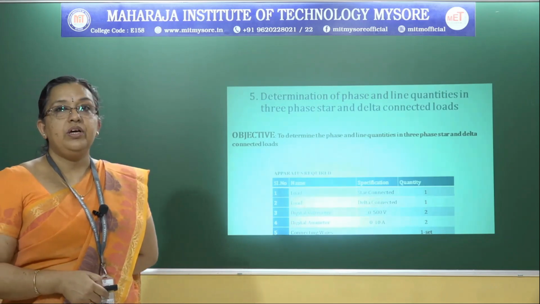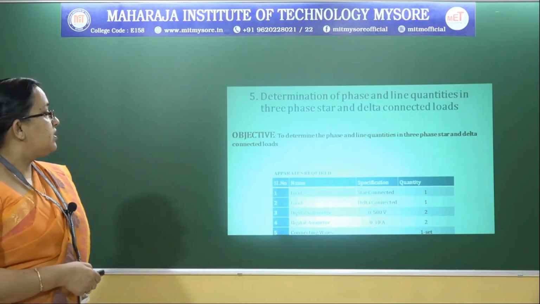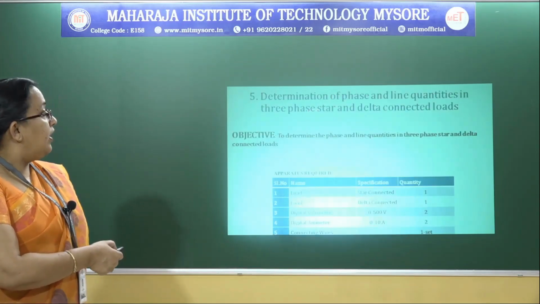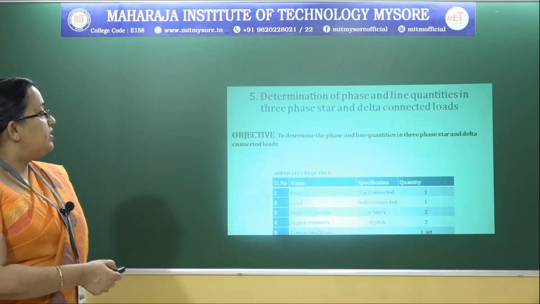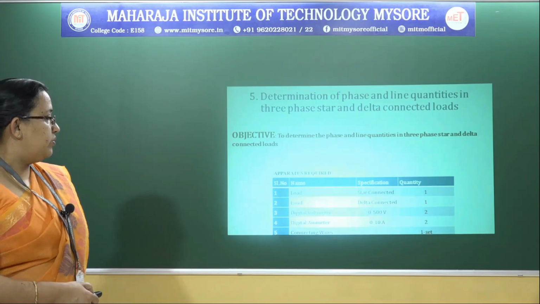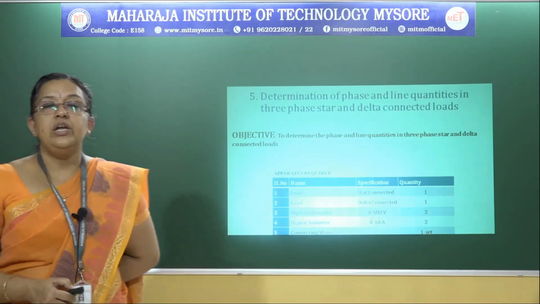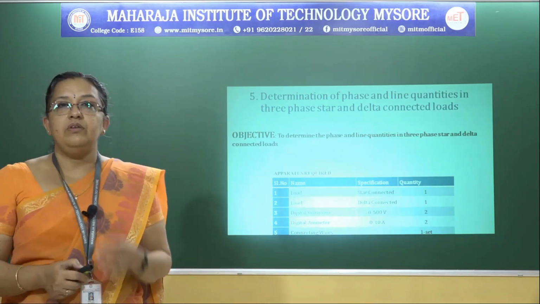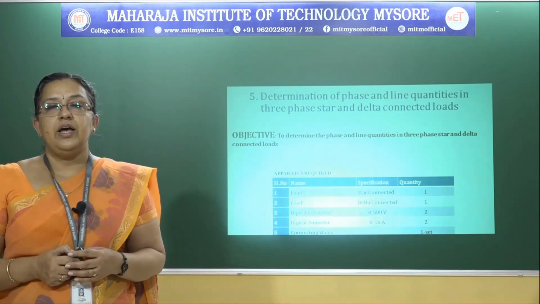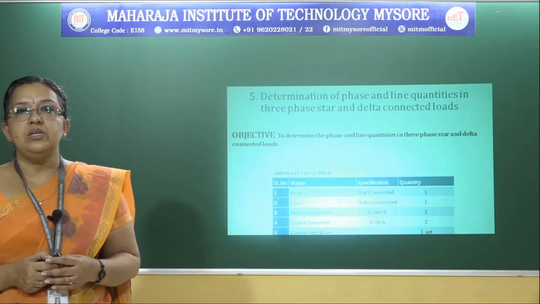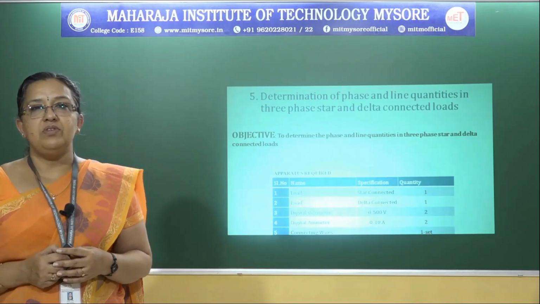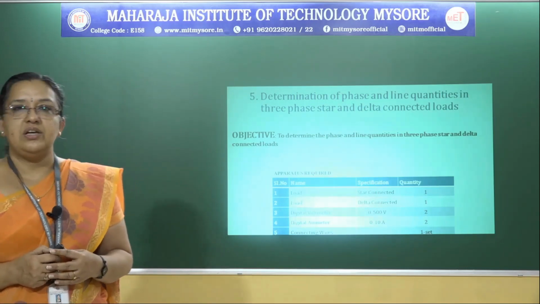Now we move to the next experiment, which is determination of phase and line quantities in a three-phase star and delta connected load. Till now, in the experiments we have seen, some of them used DC, direct current, and some used single-phase AC. But remember, we also have three-phase AC, which I mentioned in the introduction class.